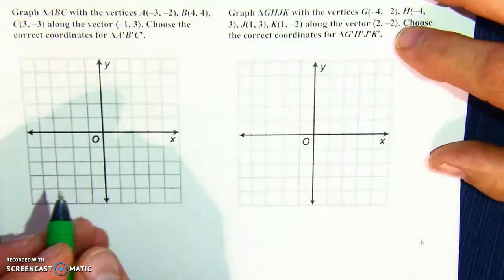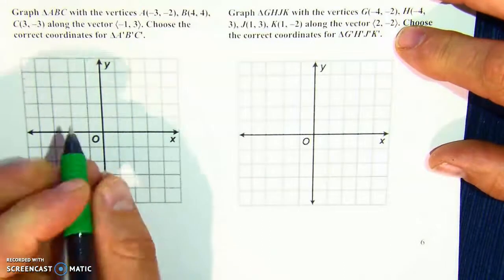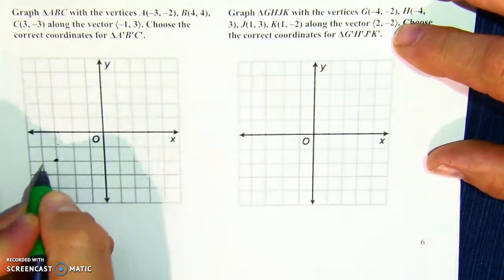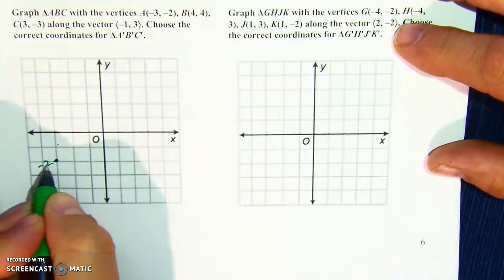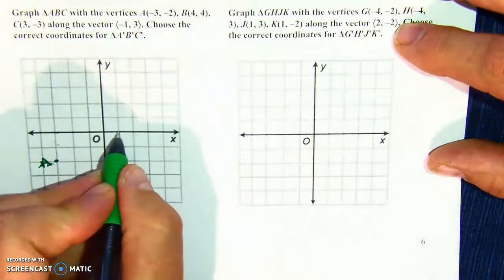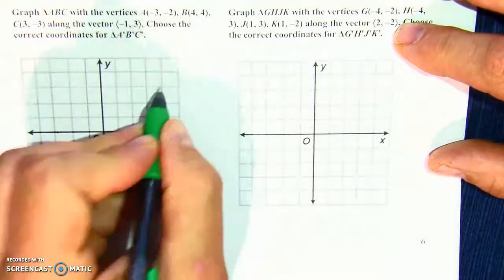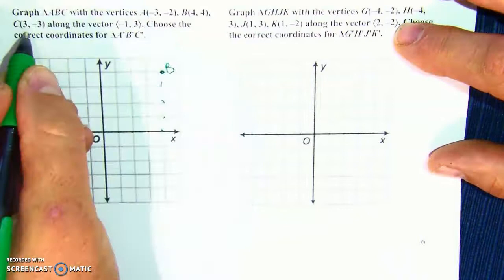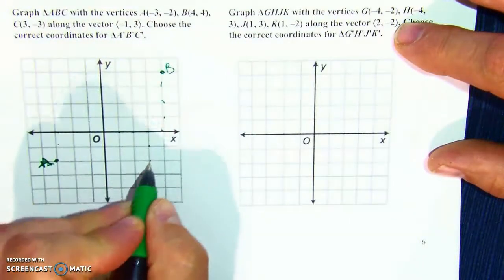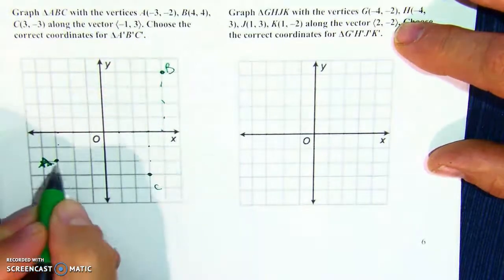Let's do this in green again. So we got triangle ABC. We got -3, 1, 2, 3, -2. Whoops, that's our A. See, I'm writing coordinates already. B is 4, 4. 1, 2, 3, 4. 1, 2, 3, 4. That's our B. And we're going to go 3. 1, 2, 3. Down 3. 3, and that's my C.